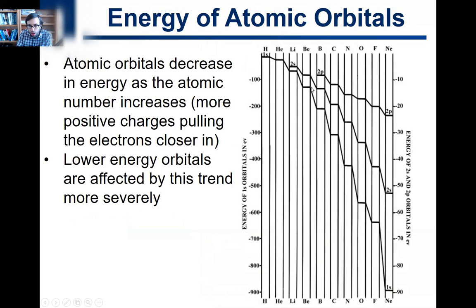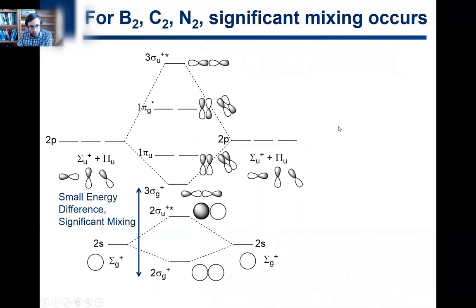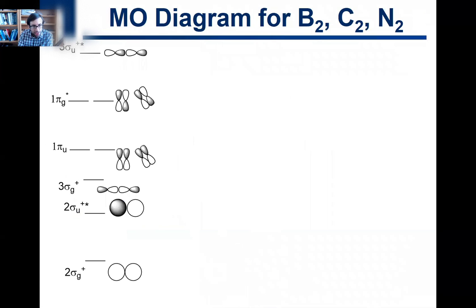Look at the case for boron, carbon, and nitrogen: the 2p and 2s are much closer in energy, okay? And when that happens, now you have 2 molecular orbitals, 2 sigma G plus and 3 sigma G plus, of the same symmetry that are pretty similar in energy. And because of that, you're going to get mixing. And you're going to get significant mixing, enough mixing to actually change the energy ordering of the molecular orbitals.